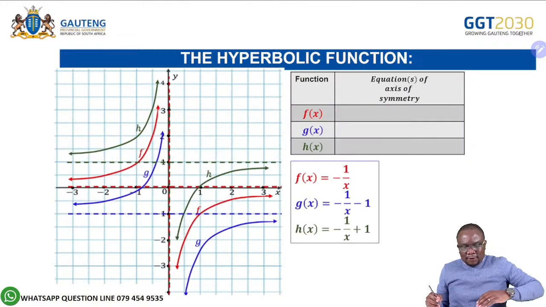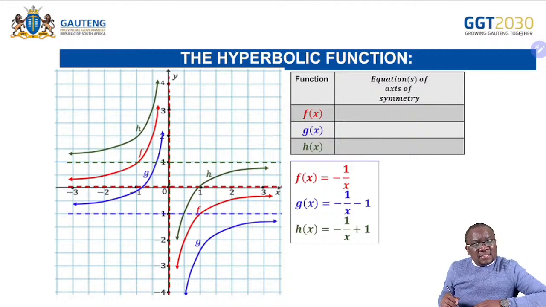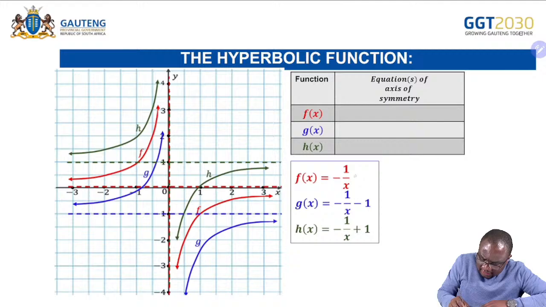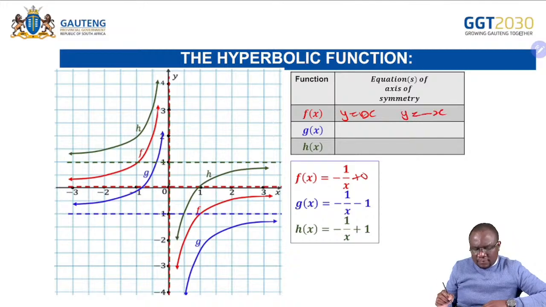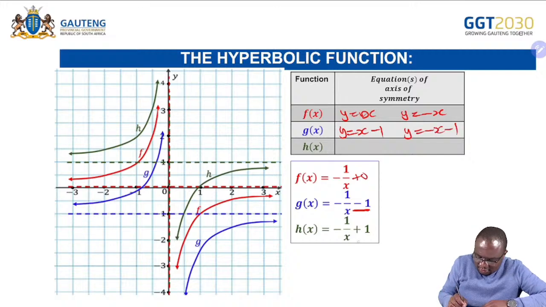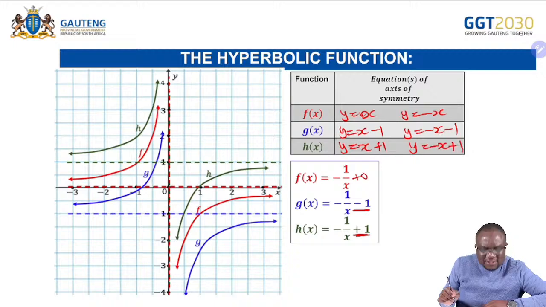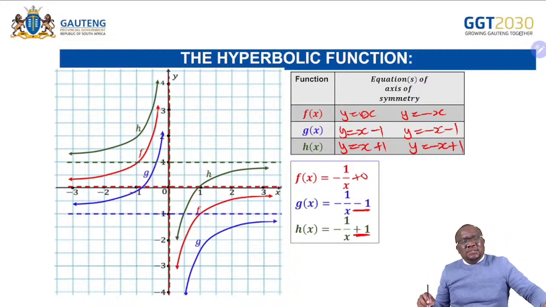And then the equations of the axis of symmetry. Can I just write these ones without even looking at the graphs, from the equations? Yes, I can, right? Okay, because this one will be y equals x and y equals -x. Then this one, q is -1 here, is going to be y equals x minus 1, or y equals -x minus 1. Then h of x, our q is +1 here, so it's going to be y equals x plus 1, and then y equals minus x plus 1. Do you see that? From the value of q, we can do that.